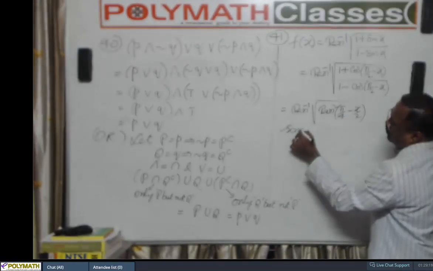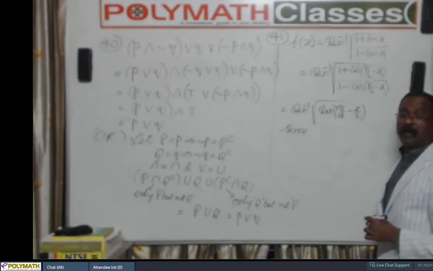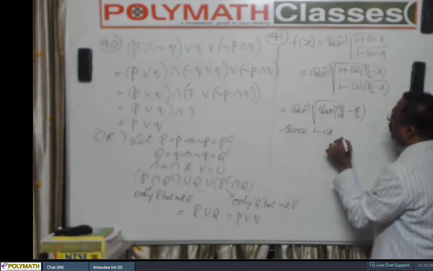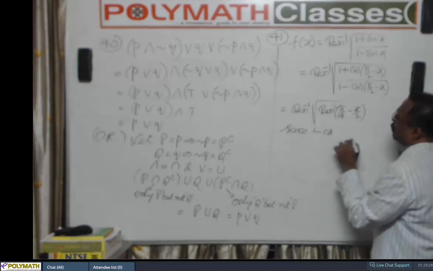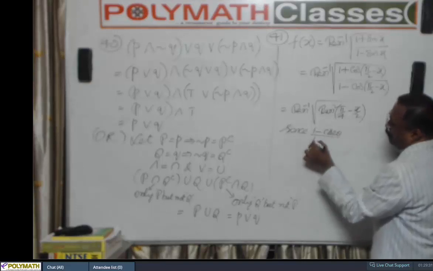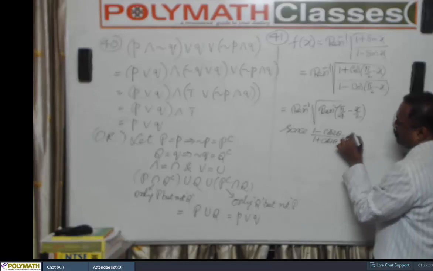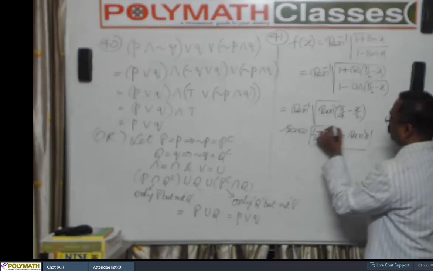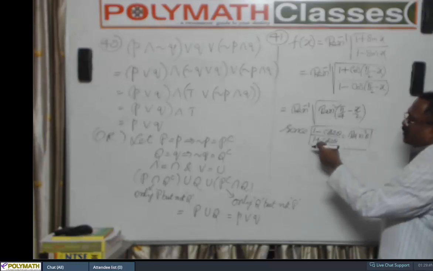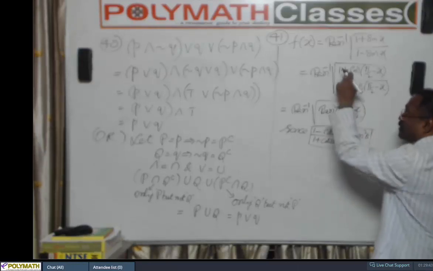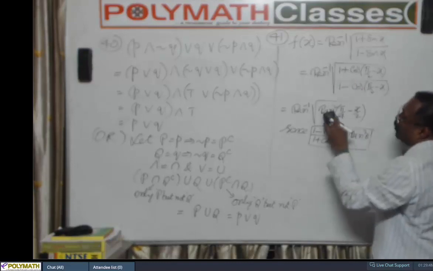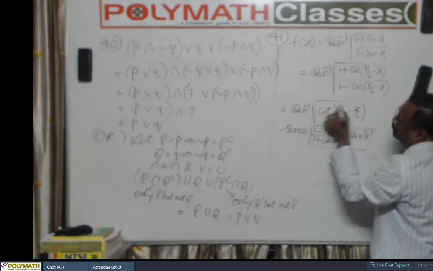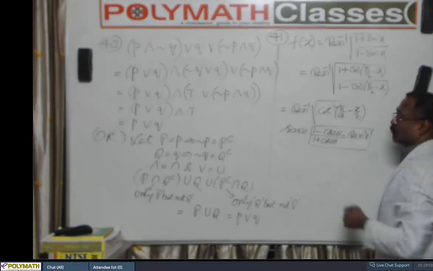For your revision's sake, I am giving you this also. 1 minus cos 2 theta by 1 plus cos 2 theta is nothing but tan square theta. It is minus numerator plus denominator. Here it is plus numerator minus denominator. So it is not tan square but cot square. Reciprocal. This is a formula.